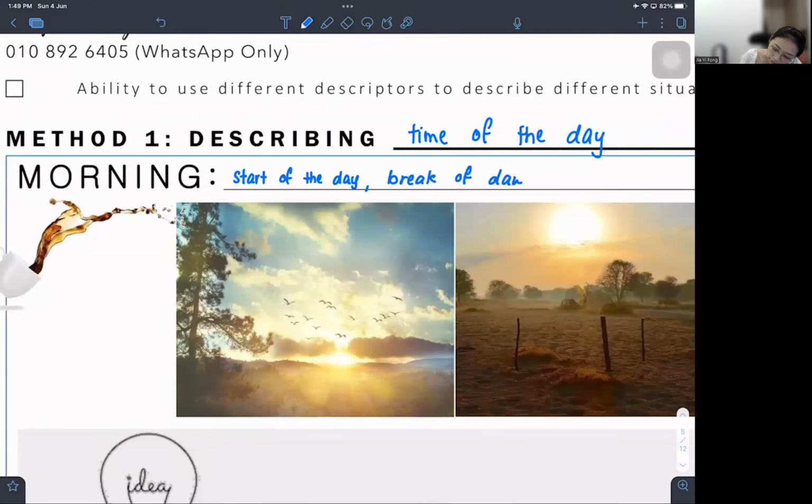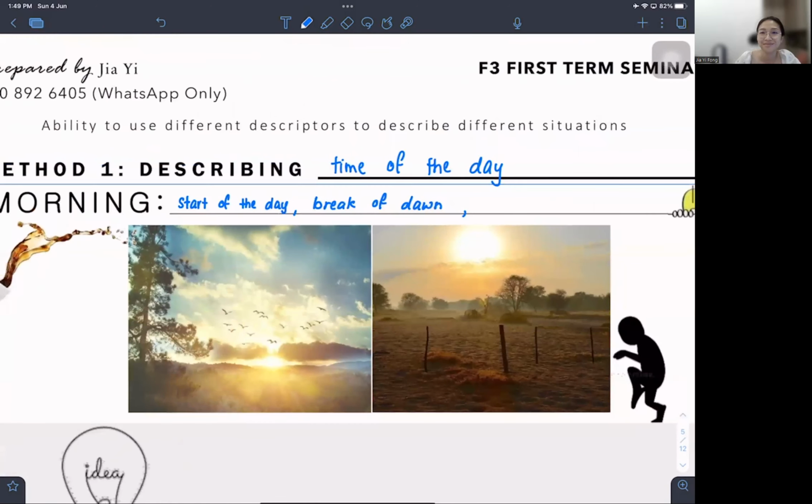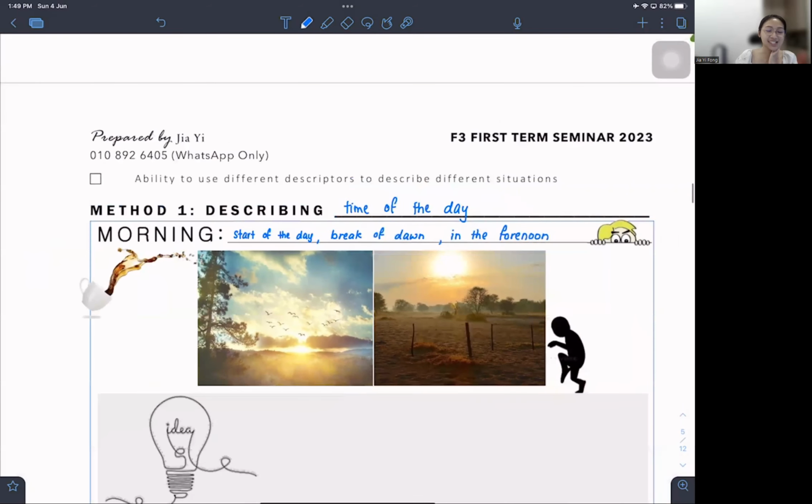What is the opposite of dawn? Thank you. Yes. Dusk. Yeah, thank you. Okay, this is a word that I don't see in the chat box, so I guess you guys can pick this word up if you want something special. We can also use in the forenoon, before the afternoon.